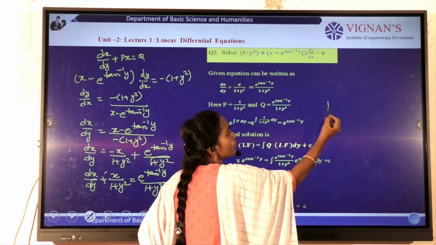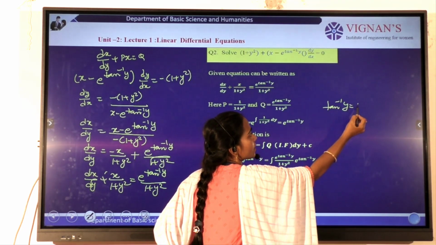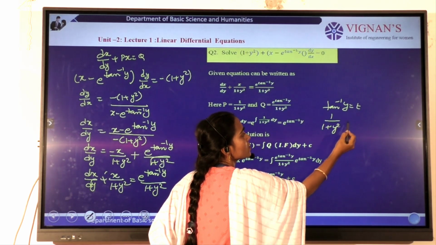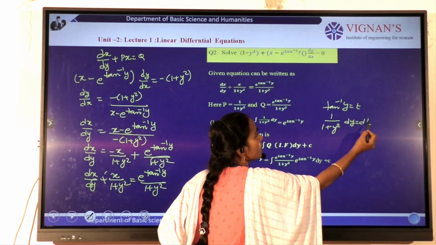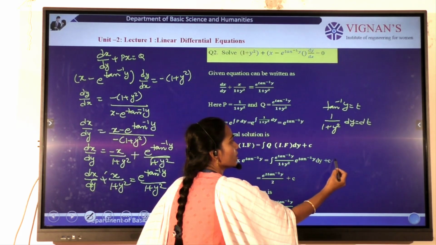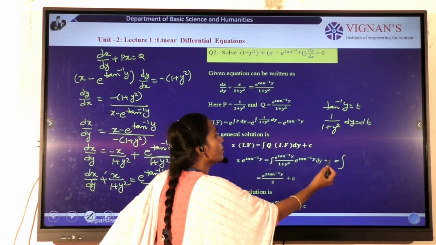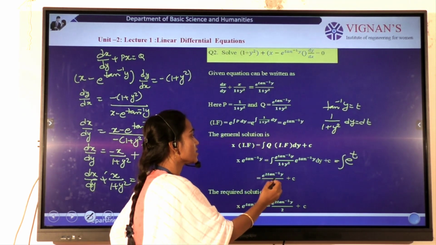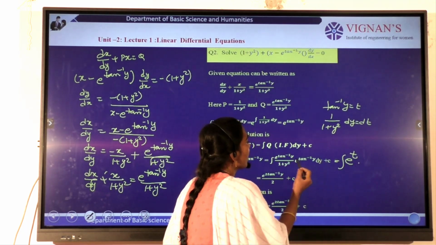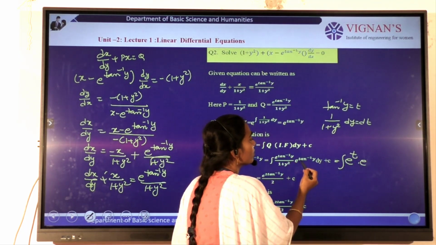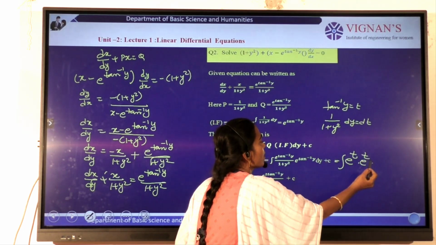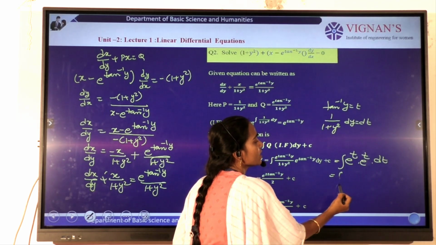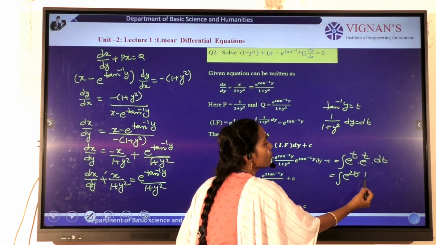For that, we have to take tan inverse y as t. When tan inverse y is t, the derivative of tan inverse y, 1 by 1 plus y square dy, is equal to dt. Then it becomes e power, what is tan inverse y? Tan inverse y is t. Next, 1 by 1 plus y square into e power, again tan inverse y is t. 1 by 1 plus y square dy is nothing but dt. That is integral e power 2t into dt.